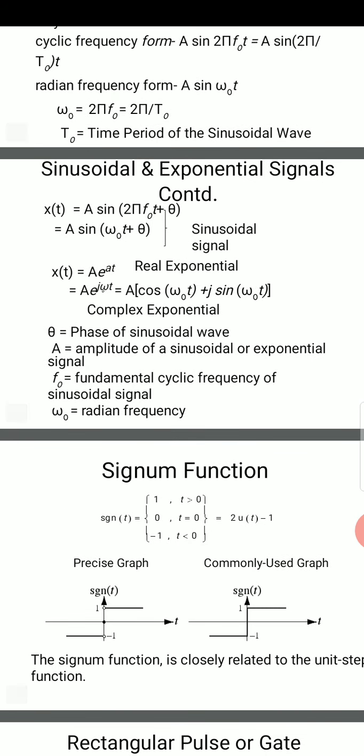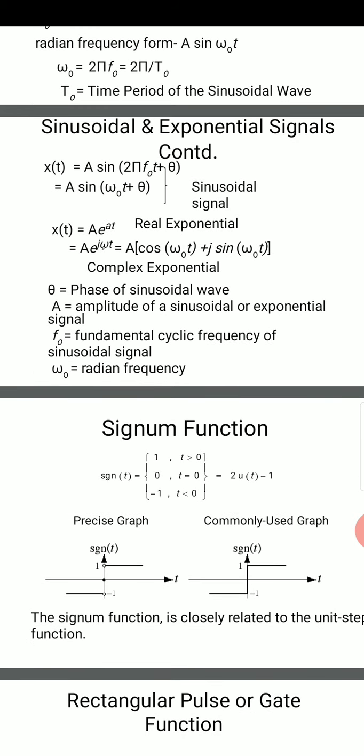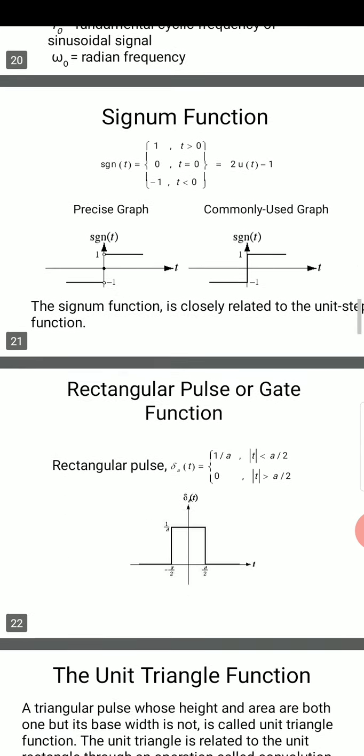What is the signum function? The value of the signum function is 1 for t greater than 0, 0 for t equal to 0, and minus 1 for t less than 0. The signum function value is 1, 0, minus 1 according to time. And what is the rectangular function?